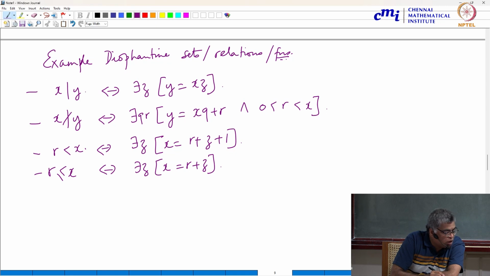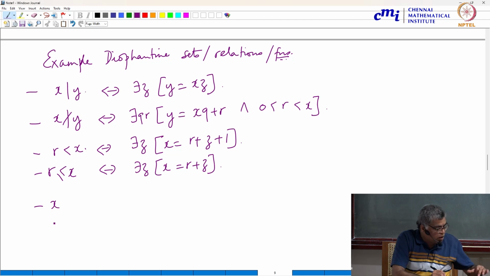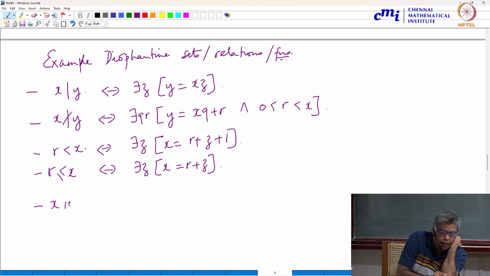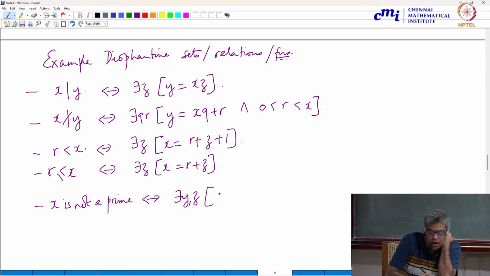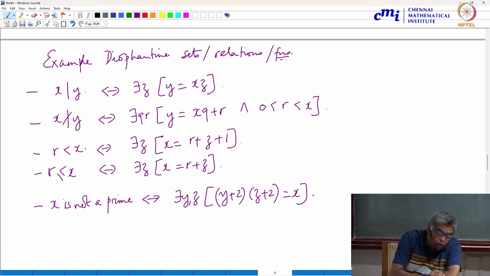So what else? For instance, how do you say x is not a prime? There exists y and z such that y plus 2 times z plus 2 equals x. Because you want to say... is it clear?